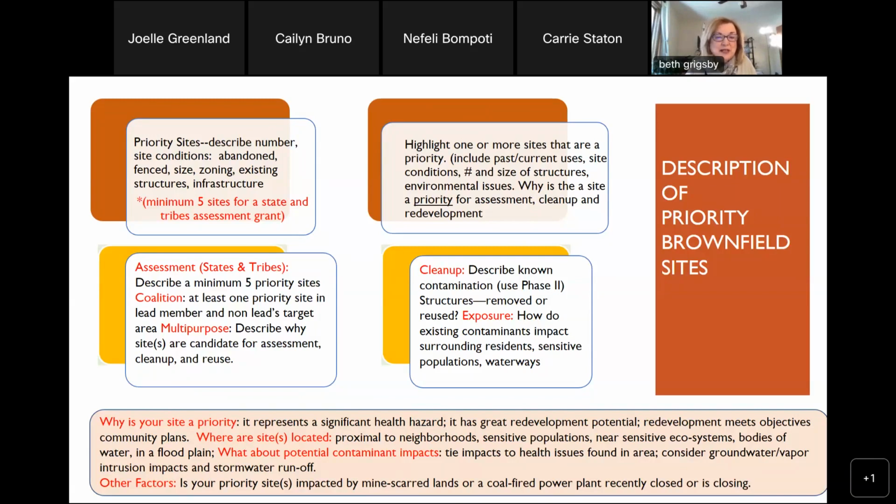Is it in a floodplain? If that's the case, make sure when you're talking about reuse, you're talking about a design that takes into account the floodplain. What about the health issues? Tie impacts to health issues. And always remember your other factors. Next slide, please.